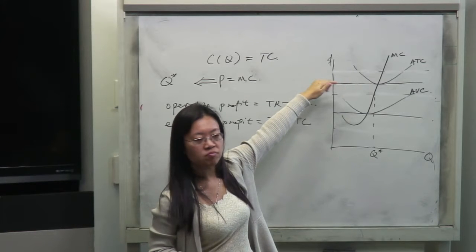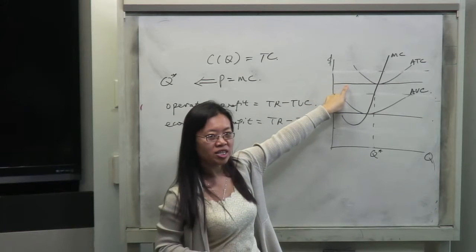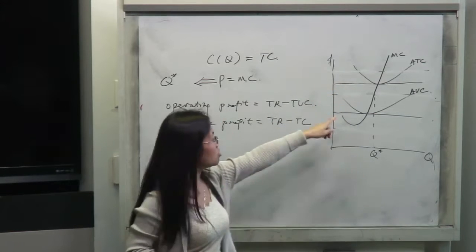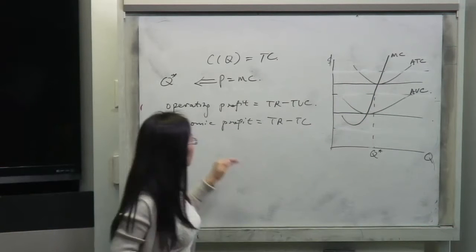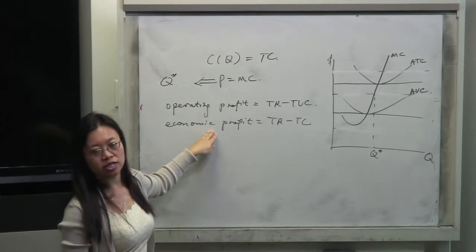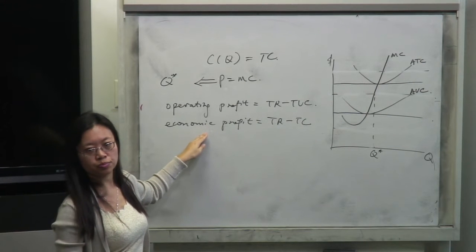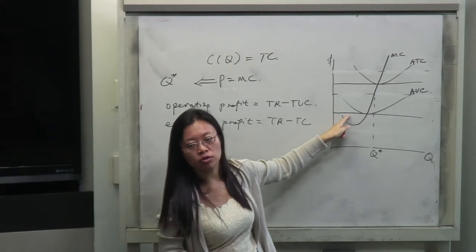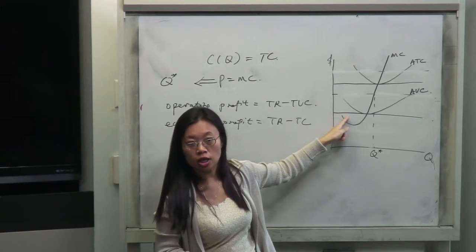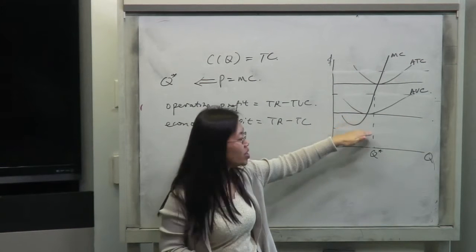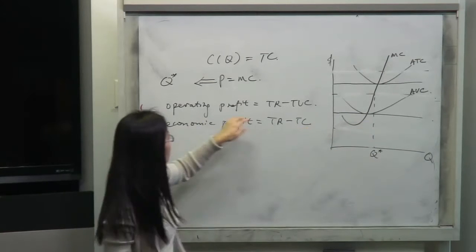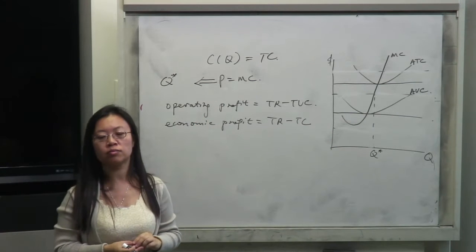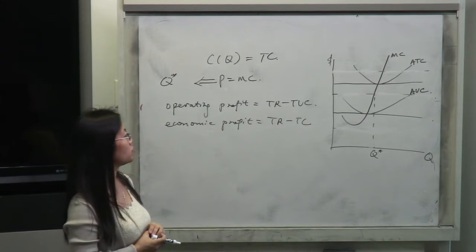Break even point. Because at that price level, you are at the bottom point of ATC, so your economic profit is equal to 0. Okay? And how about this price level? What do we call this one? Shutdown point. Because any price below that, you're going to shut down. At that point, your operating profit equals 0. Okay?